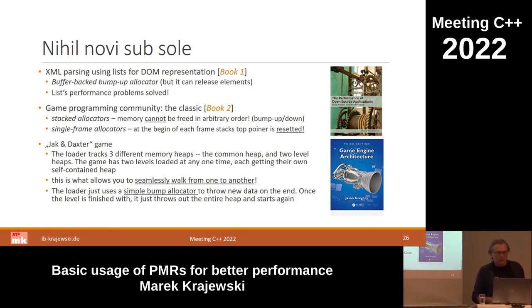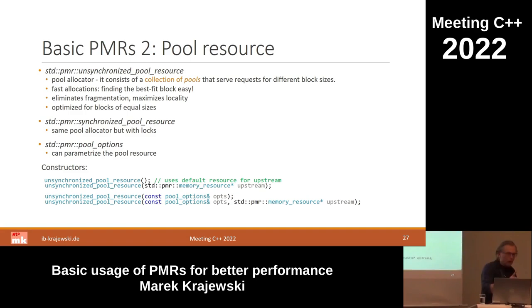The first usage of it I've seen was to increase the performance of an XML parsing program, which used lists internally, and it was, of course, a performance disaster. And then when switched to such a simple buffer-backed bump-up allocator, it was a high-performance parser. In game programming, they're using it all the time. They were using it for ages. I don't have time to discuss it, maybe in the questions.